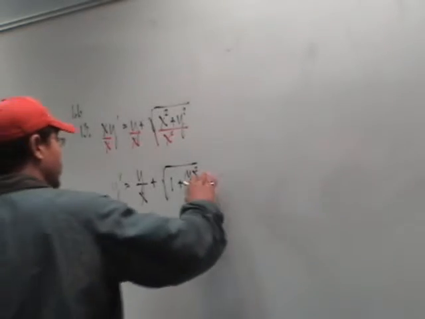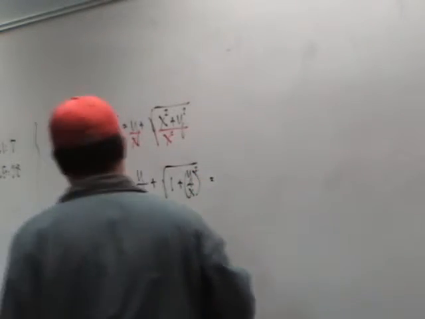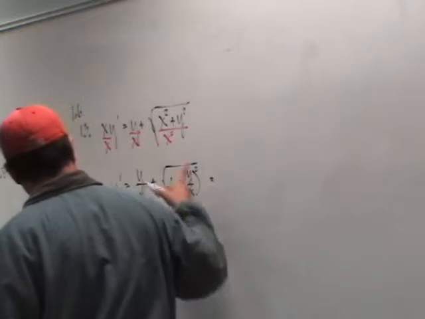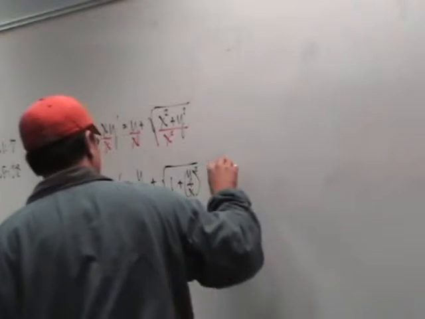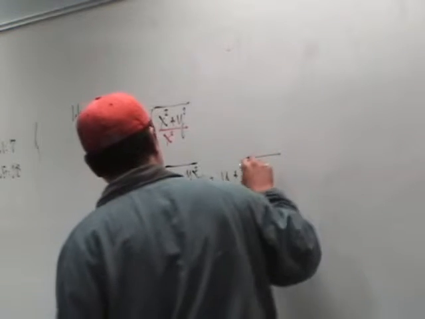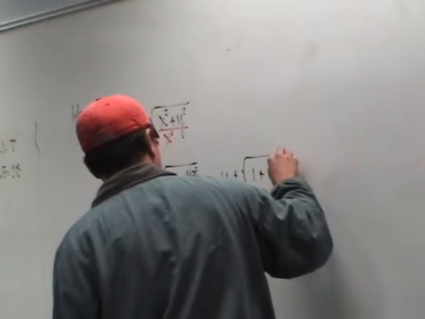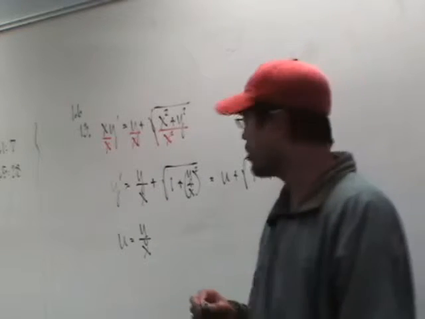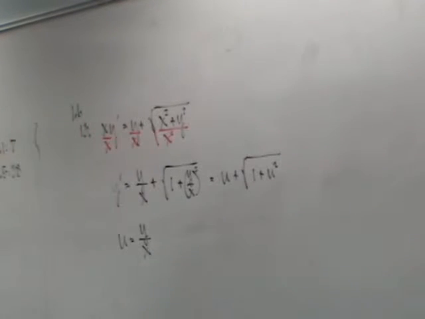Now this will turn into, as a u, what does this thing turn into? u plus, sorry, root of 1 plus u squared, just like that. Everybody agree so far? So that's what we have there.